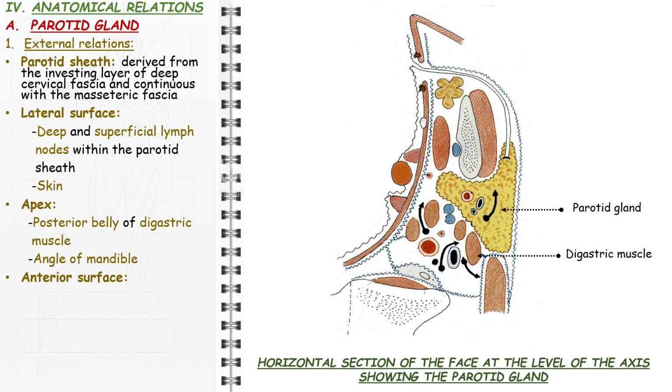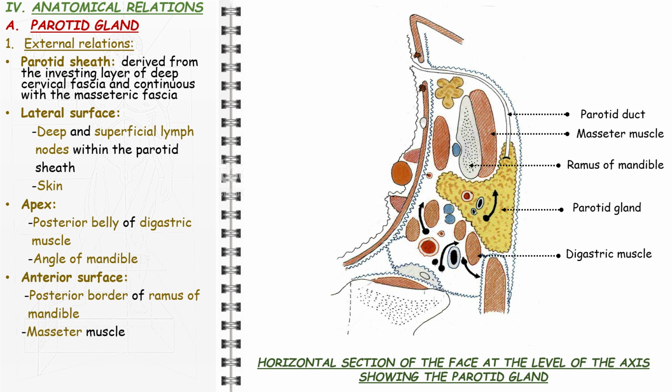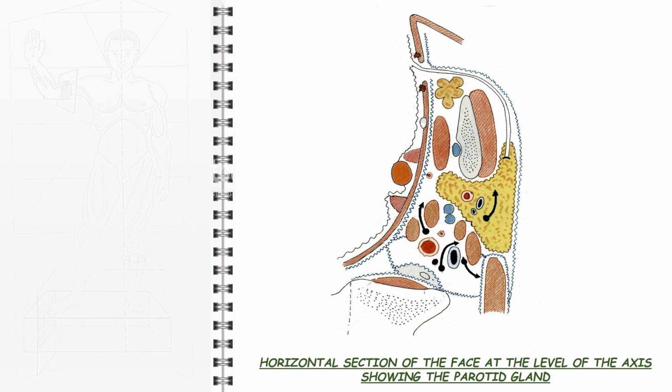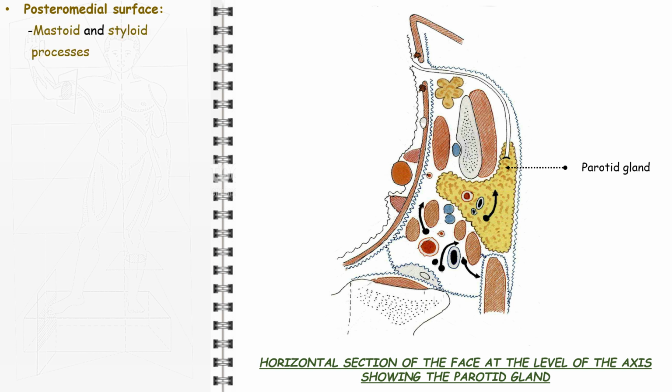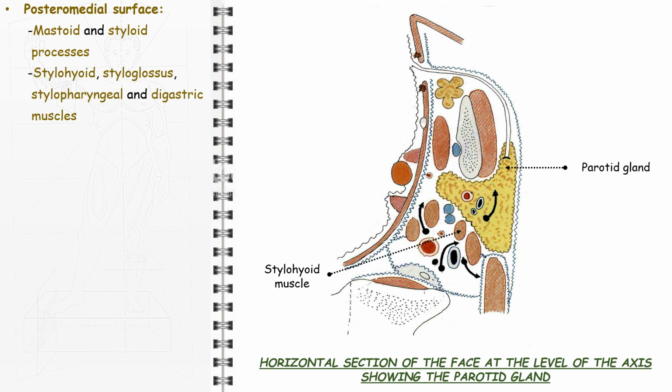Its anterior surface molds by its concavity the posterior border of the ramus of the mandible with the masseter muscle below its lateral side and the external surface of the temporomandibular joint below its medial side. Its posteromedial surface is bounded by the mastoid and styloid processes, respectively, at the front and at the back. It stands beneath the styloid, styloglossus, stylopharyngeal and digastric muscles forming the styloid diaphragm separating the parotid from the retrostyloid parapharyngeal space containing the internal carotid artery, the internal jugular vein and the glossopharyngeal and hypoglossal nerves.